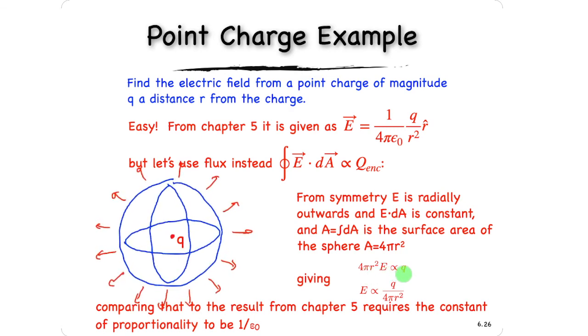So that's got to be proportional to the charge enclosed, which is just little q. And if I rearrange that, I can say that the electric field, if I divide both sides by 4 pi r squared, must be proportional to q over 4 pi r squared.